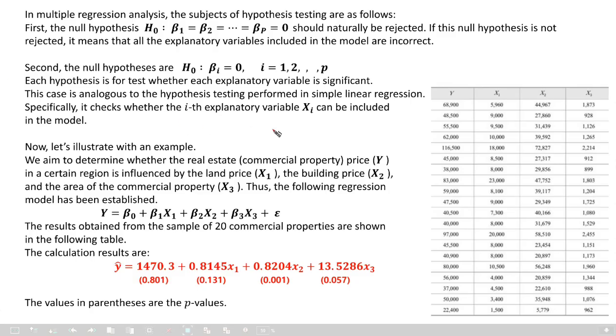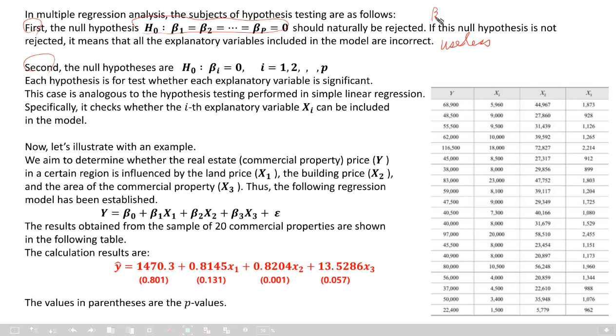It is important. In multiple regression analysis, the subjects of hypothesis testing are as follows. First, the null hypothesis: beta 1, beta 2, beta p, all of them are equal to 0. This hypothesis naturally should be rejected, because if this null hypothesis is not rejected, that means all the explanatory variables included in your model are useless. Okay? All of them are useless. In that kind of case, it rarely happens.